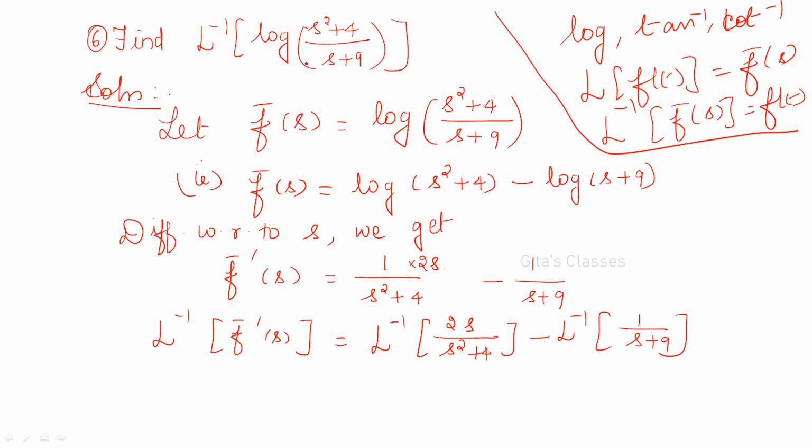Okay. So let the given function be f bar of s. So f bar of s is log of s squared plus 4 by s plus 9. And this can be written using log of a by b is log a minus log b. Using that we can split. And now differentiating with respect to s. This is very simple.